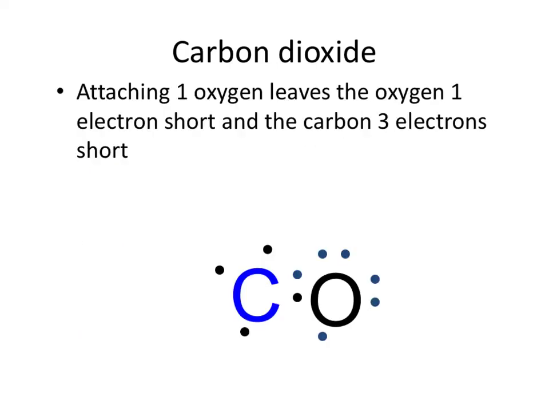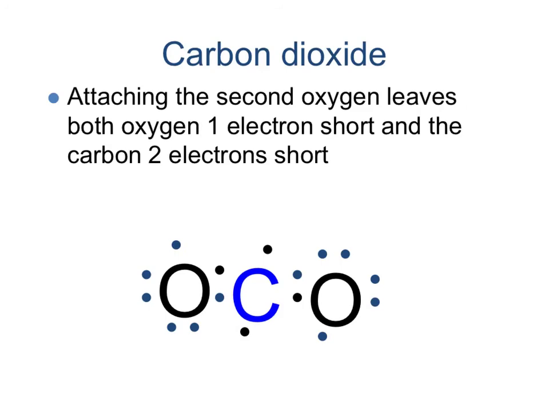Well, let's start putting the pieces together, just like we did for water. If we attach 1 oxygen to the carbon, we've got these 2 electrons that are being shared. No one is happy yet because oxygen still needs 1 more electron to be filled, and carbon needs 1, 2, 3 more electrons to be filled. Right now around carbon we have 5. Right now around oxygen we have 7. So we're still not filled or happy yet. So what do we do next?